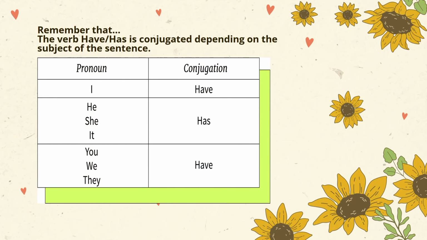Remember that the verb have or has is conjugated depending on the subject of the sentence. Pronoun I, conjugation have. Pronoun he, she, it, conjugation has. Pronoun you, we, they, conjugation have.